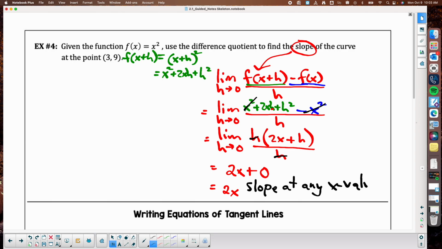This is going to be way more writing than we normally do for these problems. Slope at any x value for f of x equals x squared.